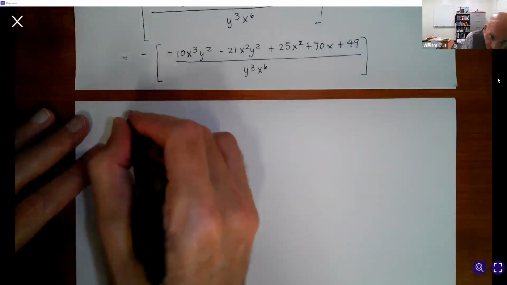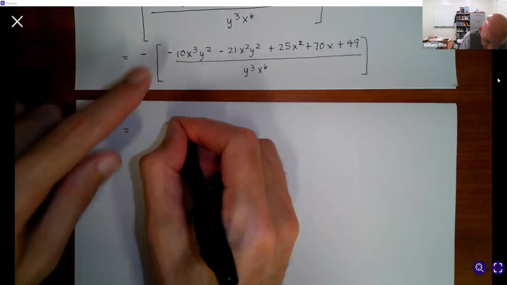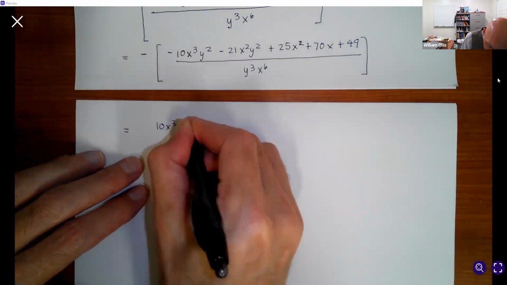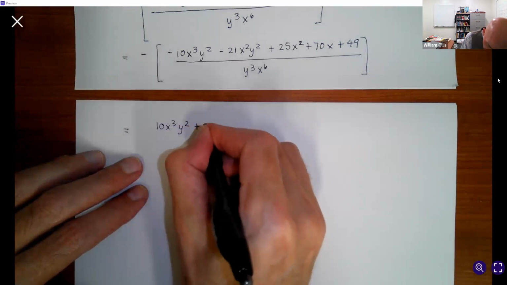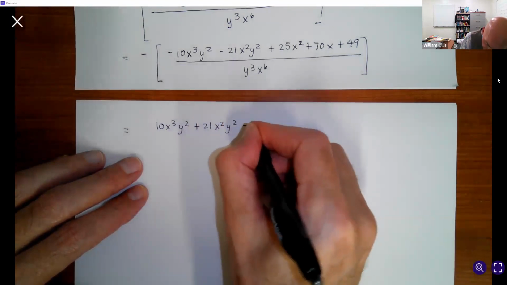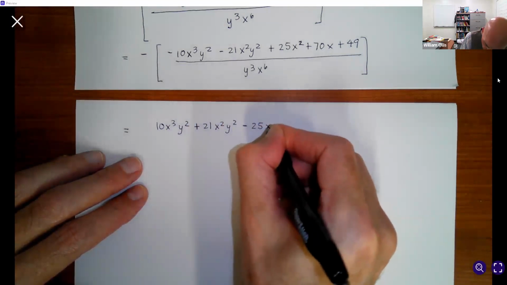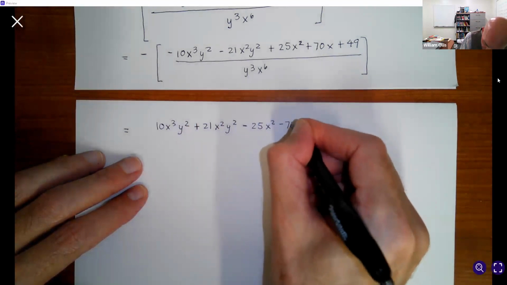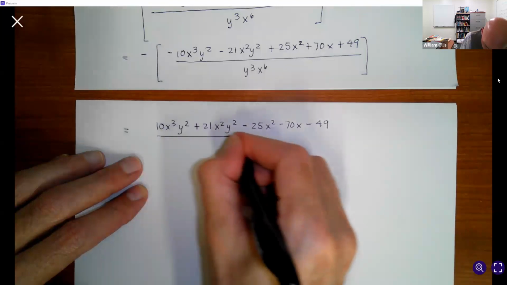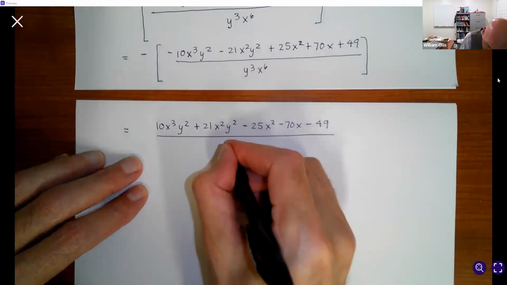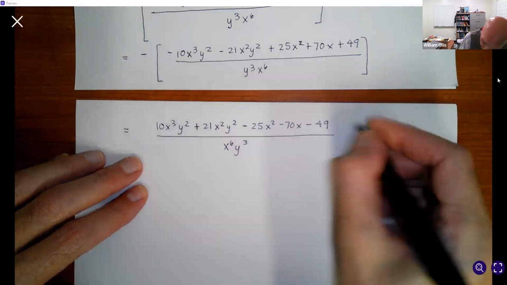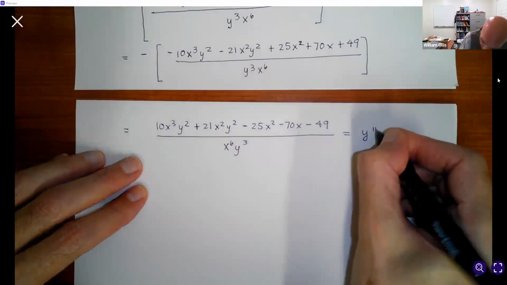So this will give us negative, negative. So we have 10x cubed y squared plus 21x squared y squared minus 25x squared minus 70x minus 49, divided by x to the 6th y to the 3rd, which is y double prime.